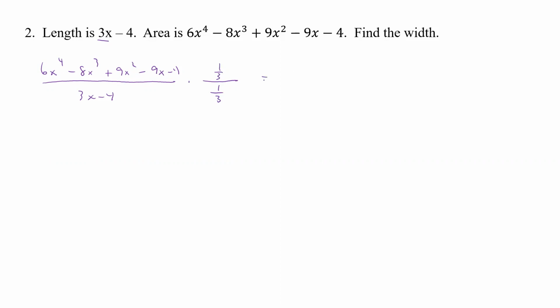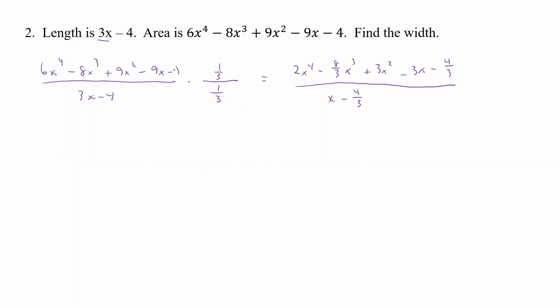So going across the top, 6 divided by 3 is 2x to the 4th, and then minus 8 divided by 3, x cubed. And 9 divided by 3 is 3, so plus 3x squared minus 3x minus 4 over 3, all over x minus 4/3. That part is probably the hardest step, getting it all into the format we need.